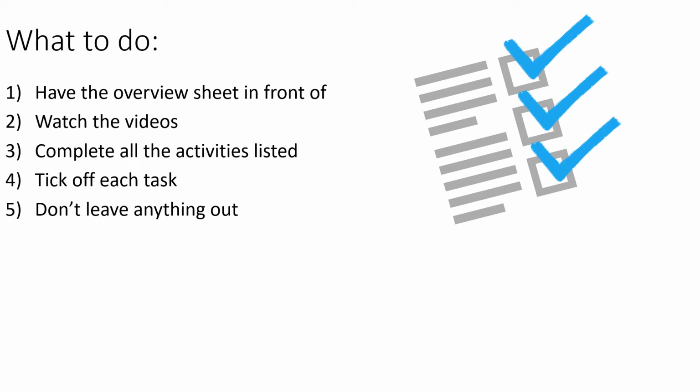Then watch the videos that are listed on the overview sheet. Complete all the activities listed, so the Hegarty Maths tasks, the Oak quizzes, the worksheets on Corbett. Complete all those, and as you do, tick off each item so that you know where you are, how much you've done, how much is left to do. And don't leave anything out.